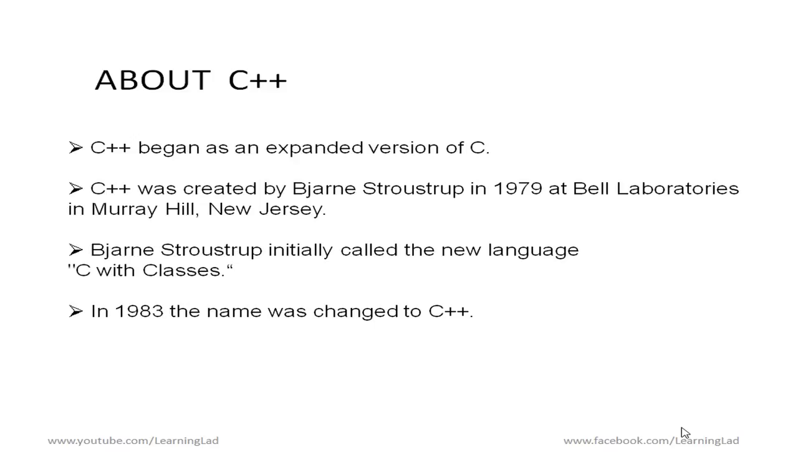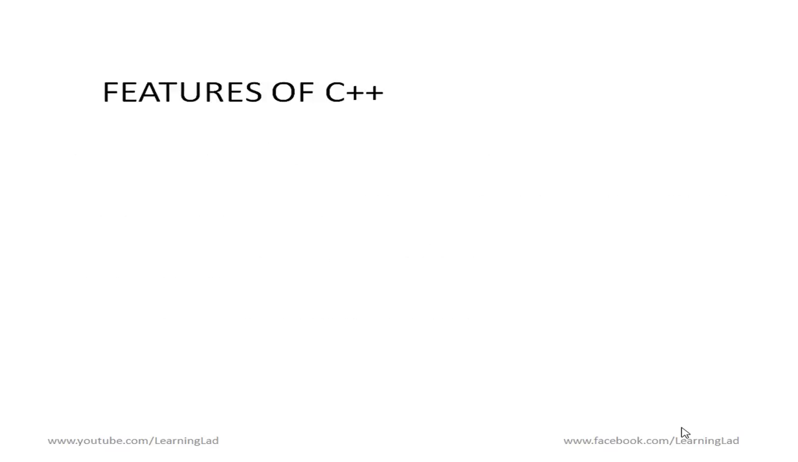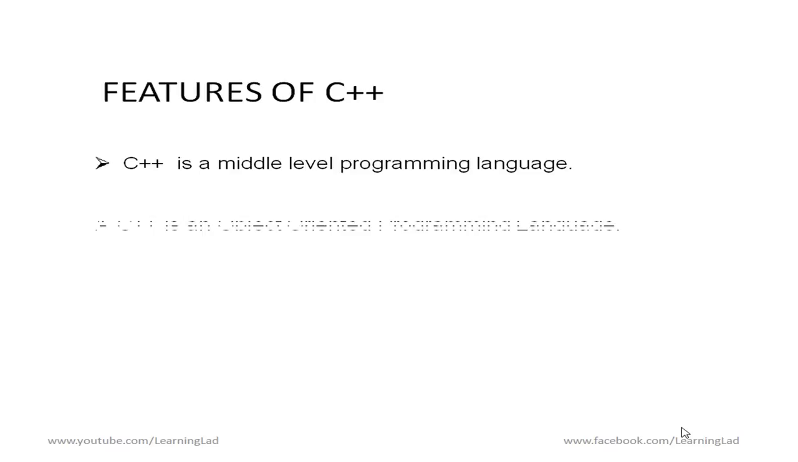Okay, now we're going to see some features of C++. C++ is a mid-level programming language, which means that you can use C++ to develop high-level applications and also low-level libraries, which work very close to the hardware. And the next is a very important thing: C++ is an object-oriented programming language.